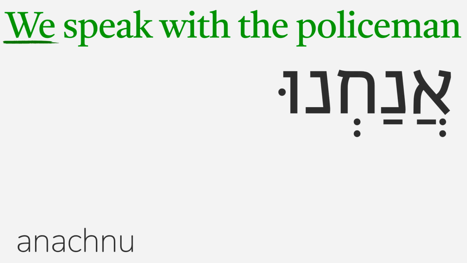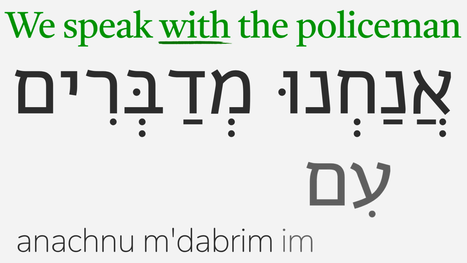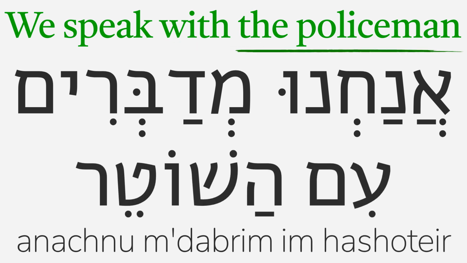Let's say we speak with the policeman, where the we is a group of both men and women. We is anachnu. The verb speak will be the masculine plural form of the Piel present tense, madabrim. With is im, and the policeman is hashoter. Anachnu madabrim im hashoter. We speak with the policeman.